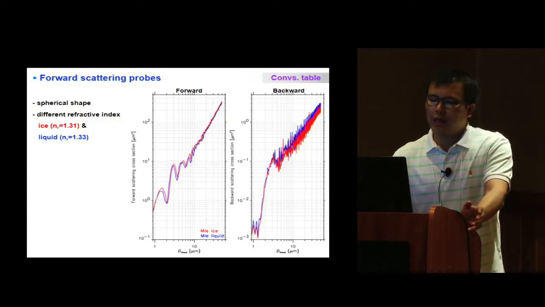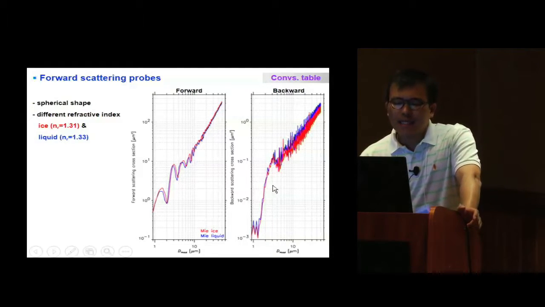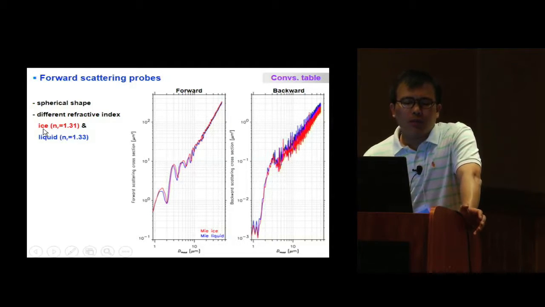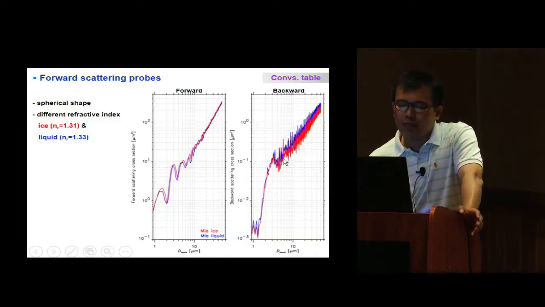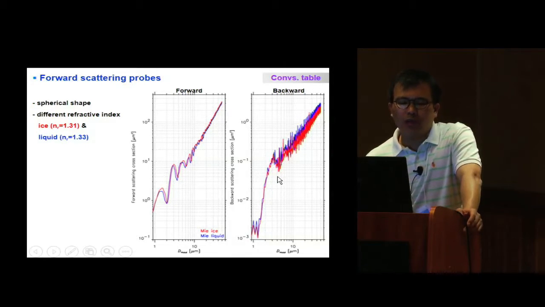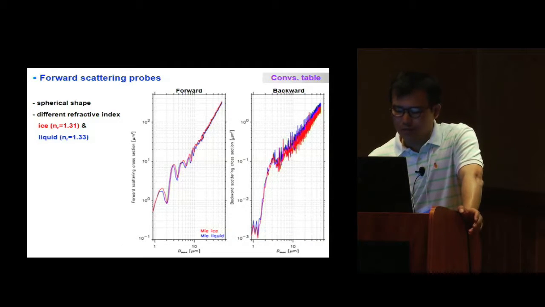This is a current conversion table of a forward scattering probe. Red is ice and blue is liquid, with different refractive indices, and both have a spherical shape. The left one is the forward scattering direction, and the right one is the backward scattering direction.